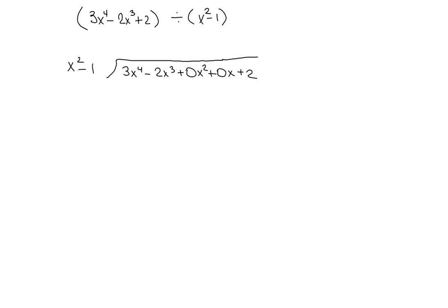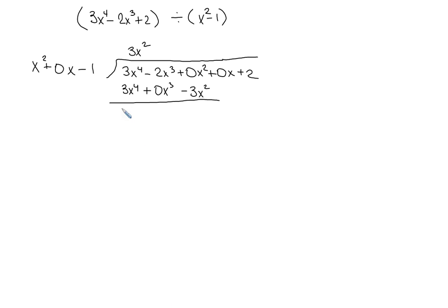Is anything missing on the outside? Yeah, what's missing on the outside? X. So what we need to do is we need to make this x squared plus 0x minus 1. Now, watch as we do our division. You will see that all of our powers of x line up with each other perfectly, so we don't have any issues when we go to combine like terms. So, x squared goes into 3x to the fourth, 3x squared times, which gives us 3x to the fourth plus 0x to the third minus 3x squared. Now what?